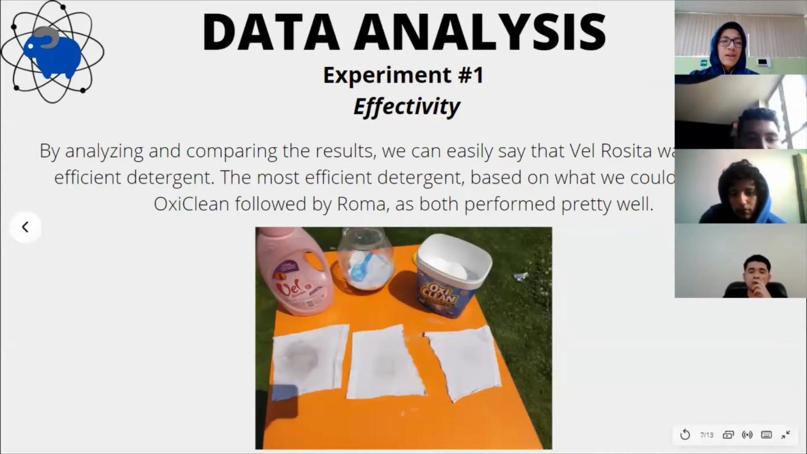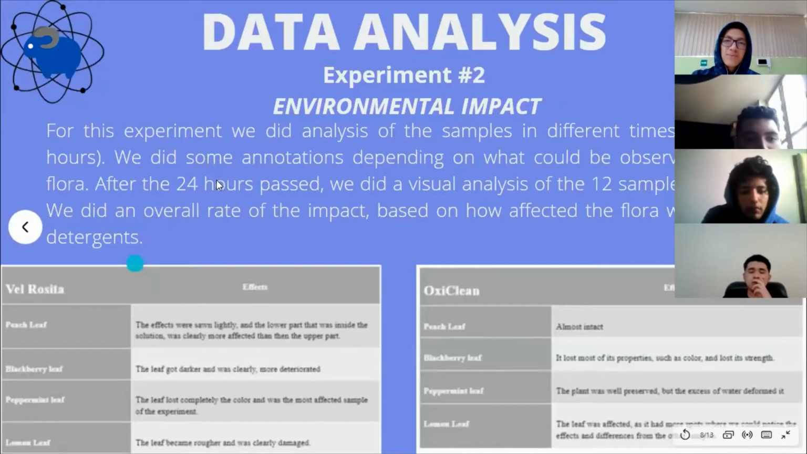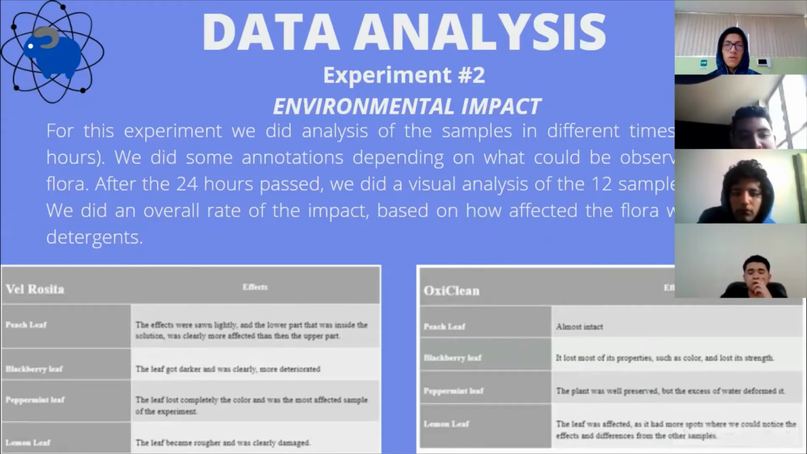Well, now we are going to pass to the data analysis of the second experiment. Alan, could you talk a little bit about that, please? Yes, for the experiments, we analyzed the samples at different times: 1, 6, and 24 hours. We made some annotations depending on what we saw after that time. After the 24 hours passed, we did a visual analysis of the 12 samples we had. We did an overall rating of the impact based on how affected the flora was by the detergents.